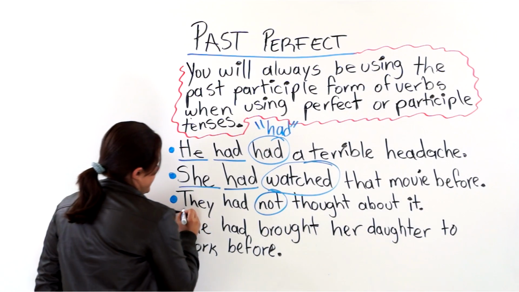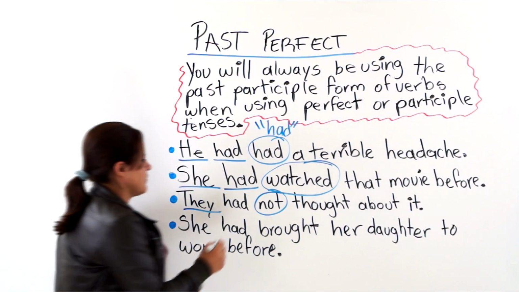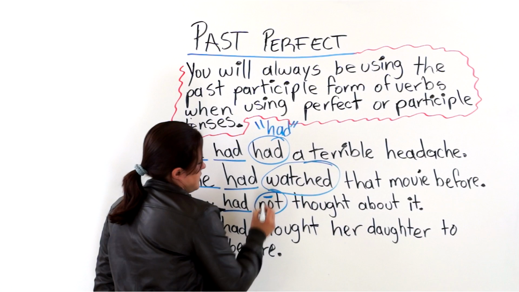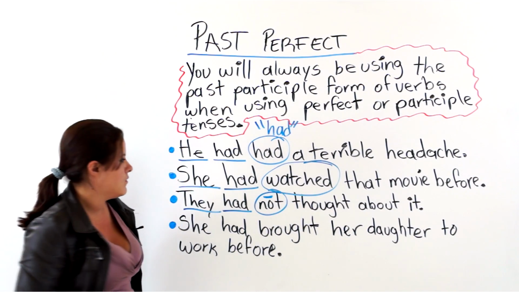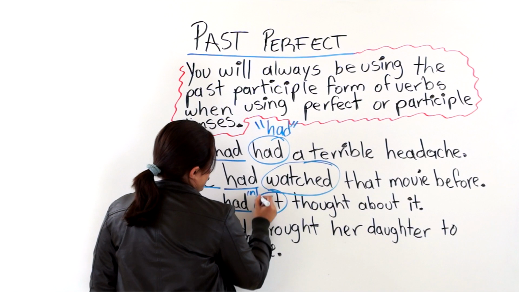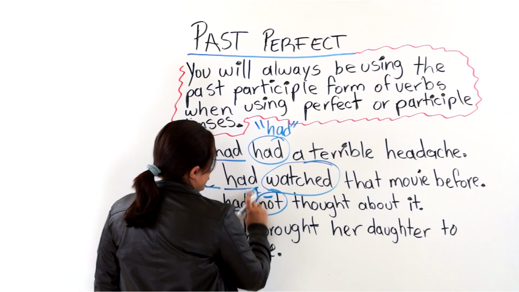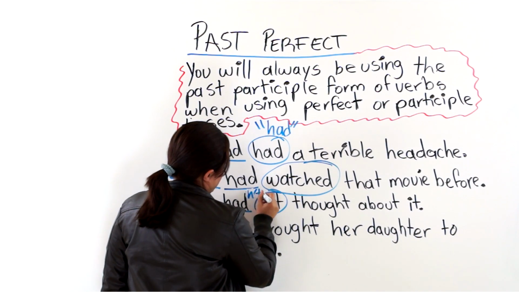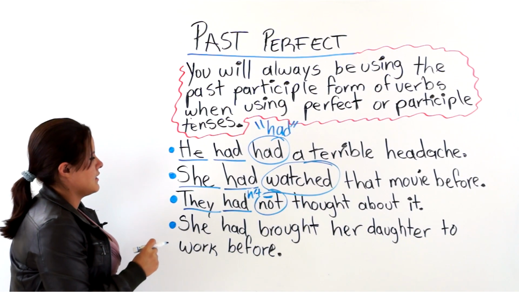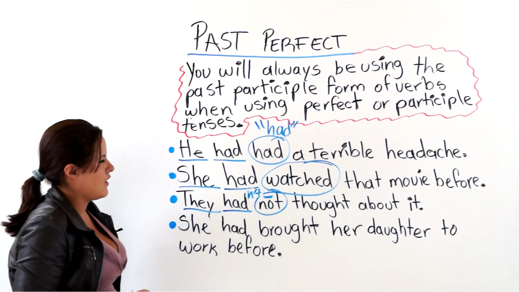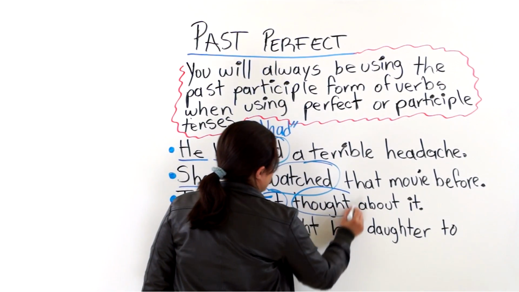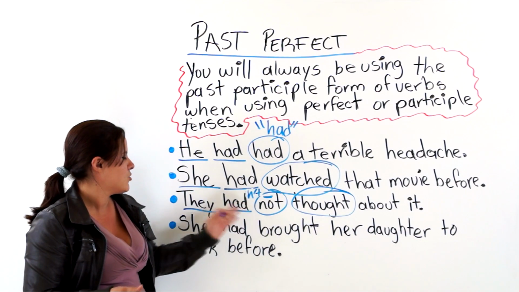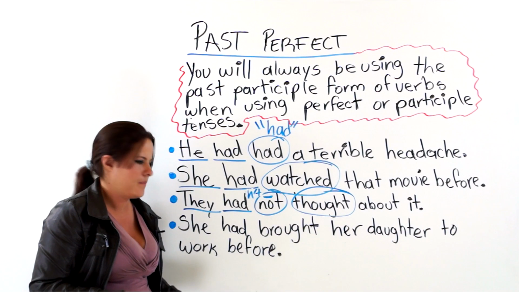All right? We have the subjective case pronoun they. We have had, and then we have a negative, not. You could say hadn't also, like this, N apostrophe T. Hadn't thought about it, or had not thought. We have the past participle of the verb think, and then the complement. They had not, or they hadn't thought about it.